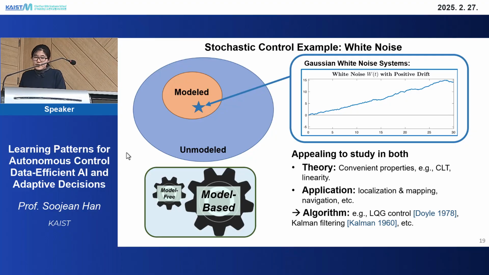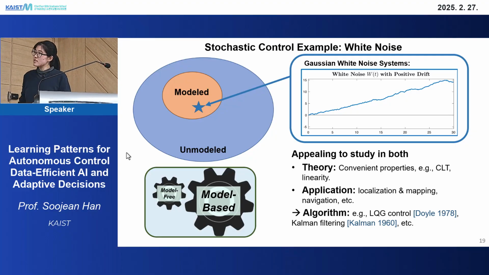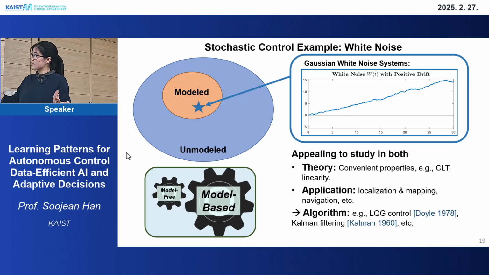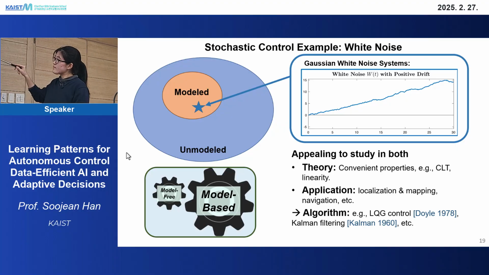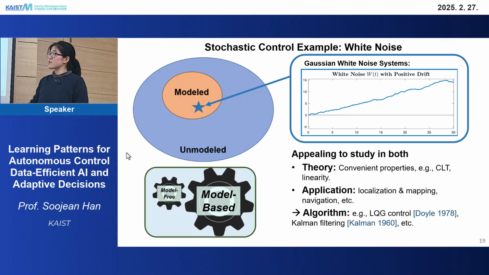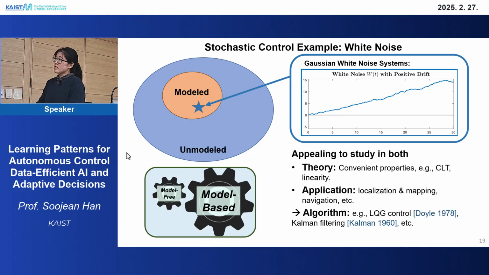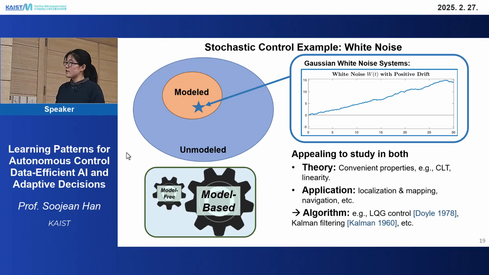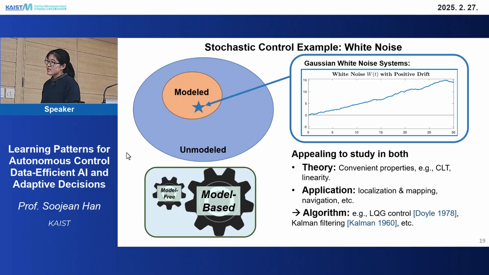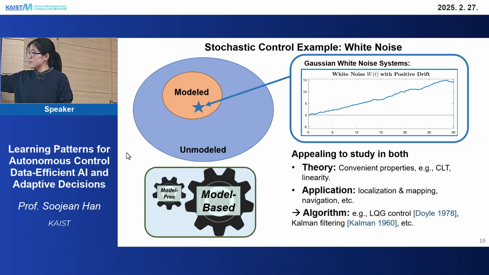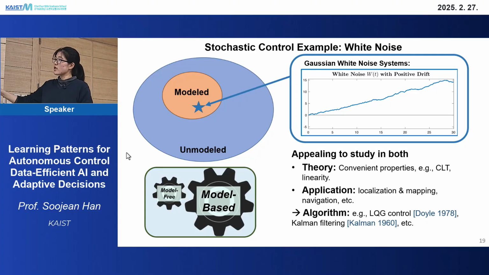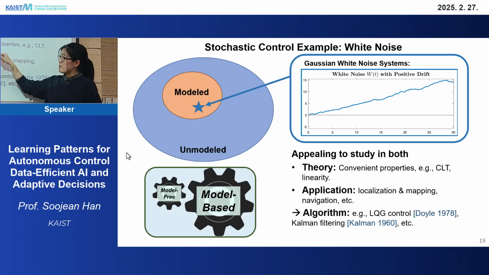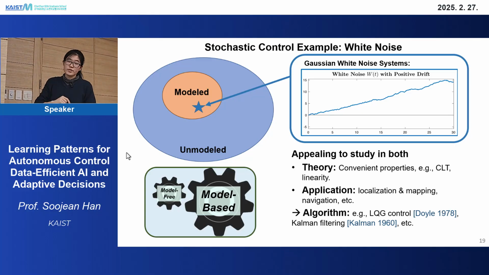Okay, so why do I bring this up? Well, because the white noise case is pretty well studied in stochastic control theory because of its convenient properties like the central limit theorem and linearity of Gaussian random variables. And it turns out it has a wide usage of applications like localization and mapping and navigation. As a result, a lot of algorithms have been developed for it, like LQG control and Kalman filtering. These are all broadly model-based sections of white noise control.